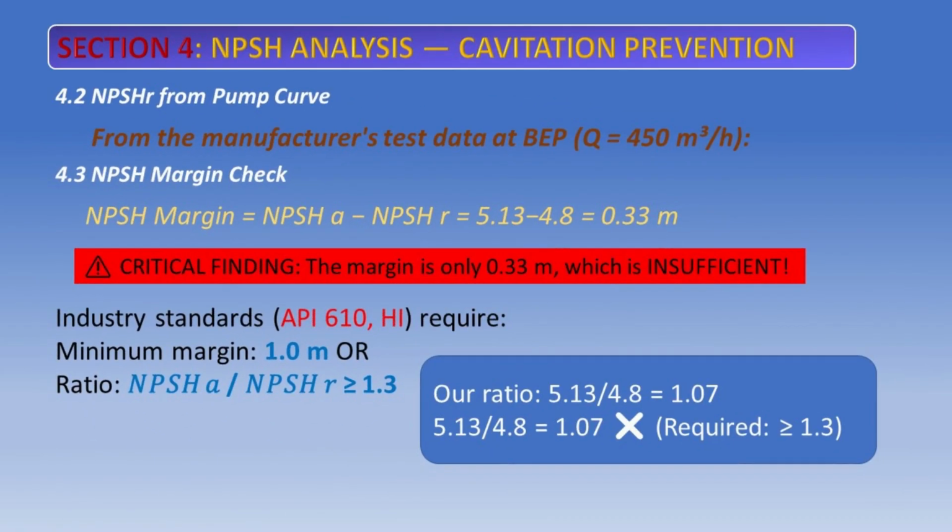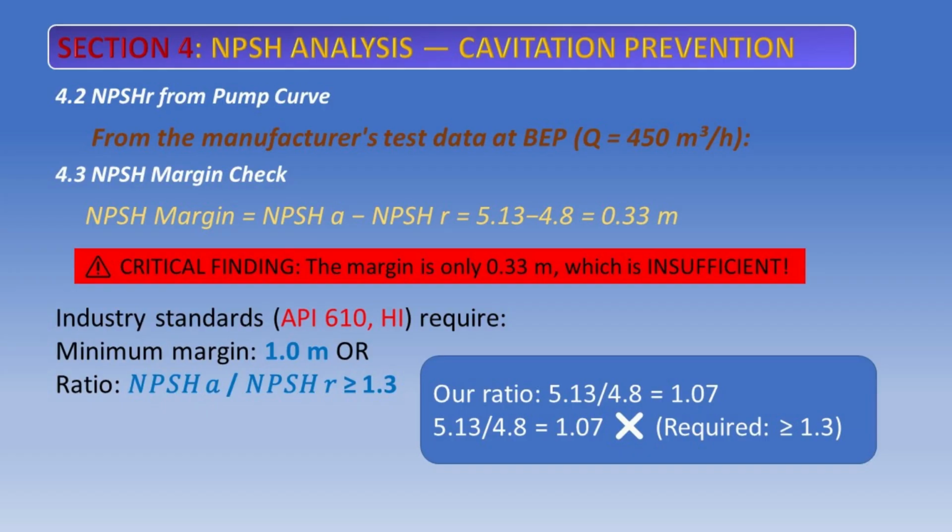This is the most critical finding of our analysis. The pump requires, at its best efficiency point, 4.8 meters of NPSH, or NPSHR. Our available NPSHA is only 5.13 meters. The margin, or difference, is only 0.33 meters. This is insufficient.